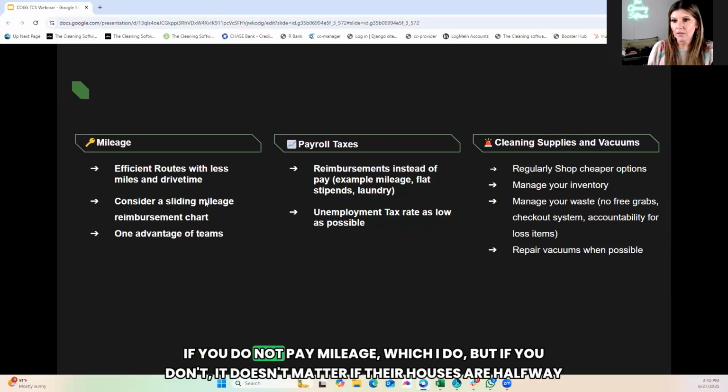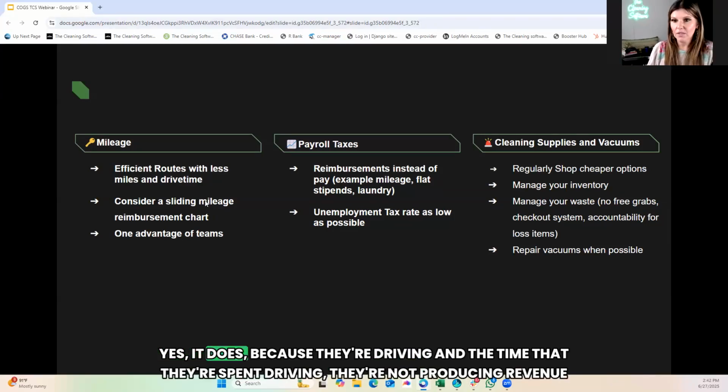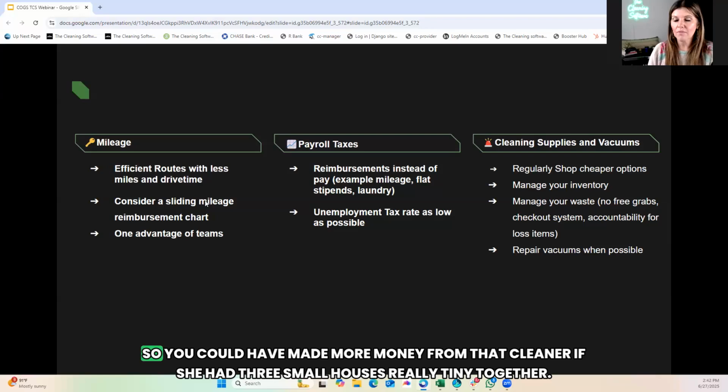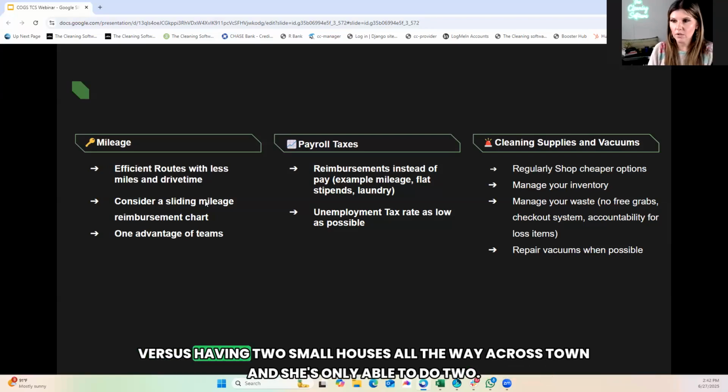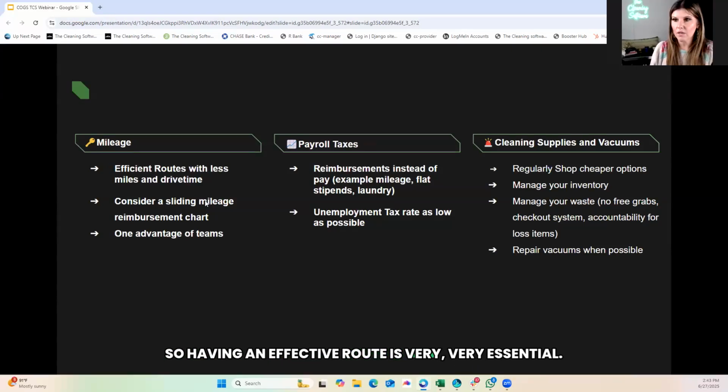If you do not pay mileage, which I do, but if you don't, it doesn't matter if their houses are halfway across town? Yes, it does, because they're driving and the time that they're spent driving, they're not producing revenue for you. So you could have made more money from that cleaner if she had 3 small houses really tiny together versus having two small houses all the way across town and she's only able to do 2. So having an effective route is very, very essential. I almost put it over all of the rest. Having the routes efficient is very important.